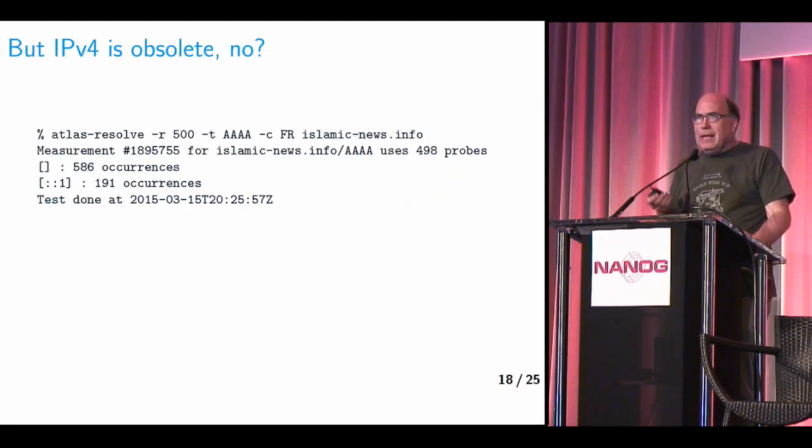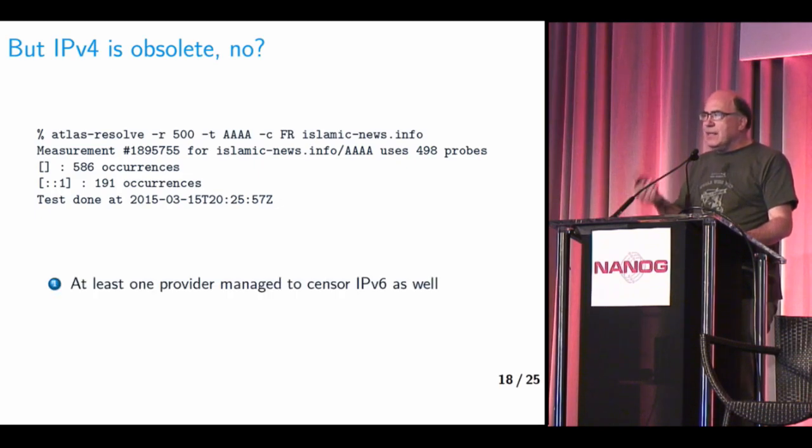Also, to have a bit of fun, Atlas Resolve can request the probes to do measurements for other types, for instance AAAA. By default, it's A, the IPv4 address. AAAA is the IPv6 address. This domain is censored in France for terrorist propaganda. So most of the probes got an empty answer, which is normal. But there are some providers that manage to redirect to localhost, the IPv6 localhost. So you can have censorship with IPv6 as well on the DNS.